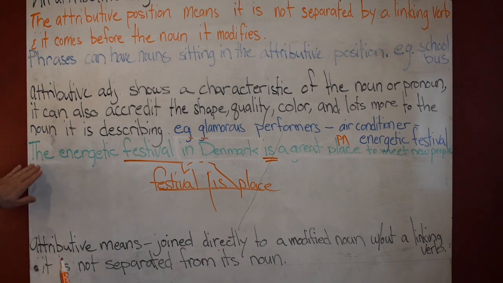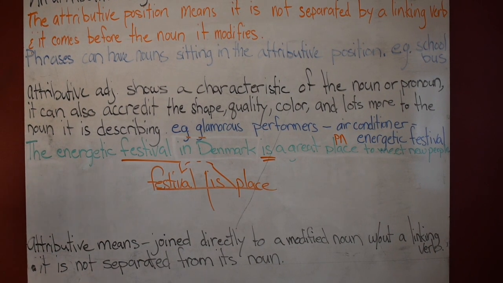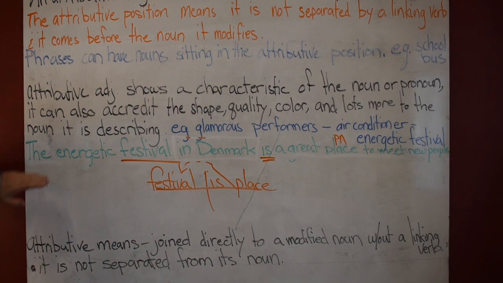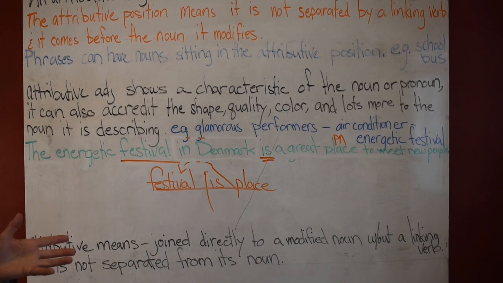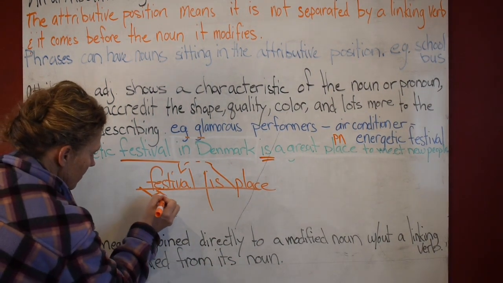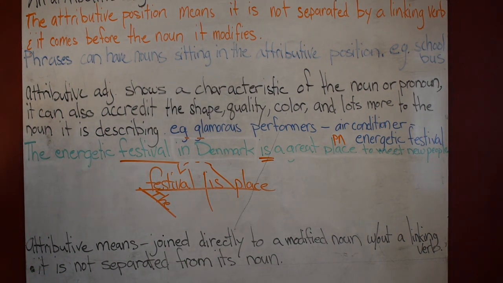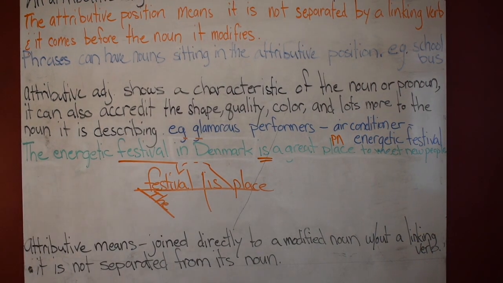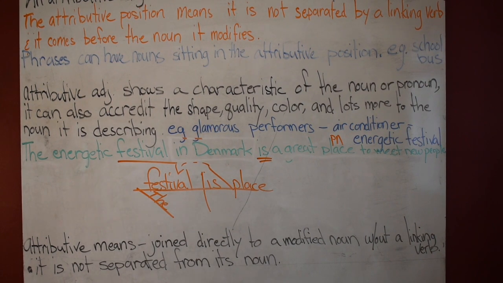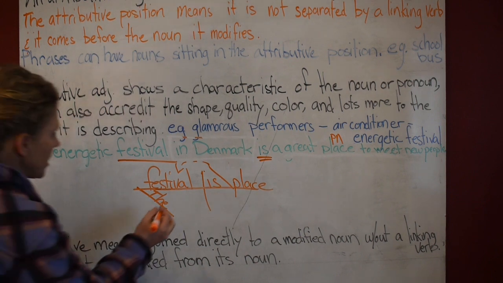Okay? Now let's look at the beginning of this sentence right here. So we have this article right here describing what? Festival. It's the festival. It's acting as an adjective. Now we also have another adjective describing festival. It's sitting in the attributive position. What is it? Energetic. Nice.